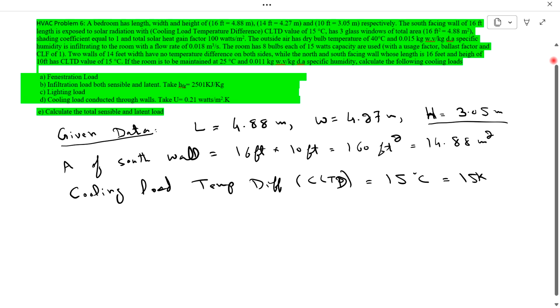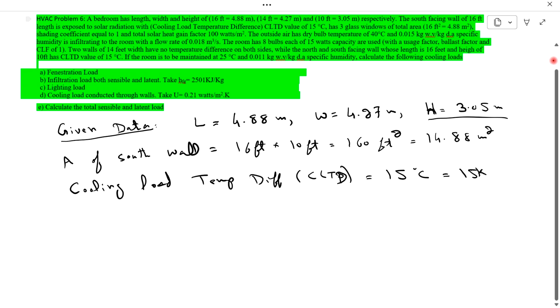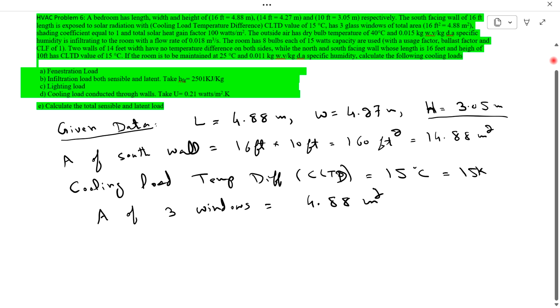Now the room has 3 glass windows of total area. There are 3 windows in the bedroom, and total area of 3 windows is 16 square feet or 4.88 square meter. So after addition, the area of 3 windows finally is 4.88 square meter. Shading coefficient is equal to 1.